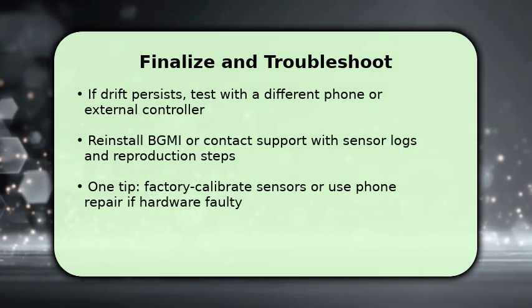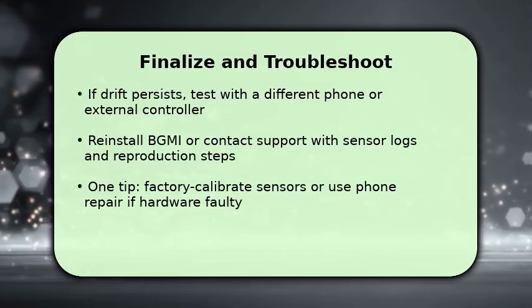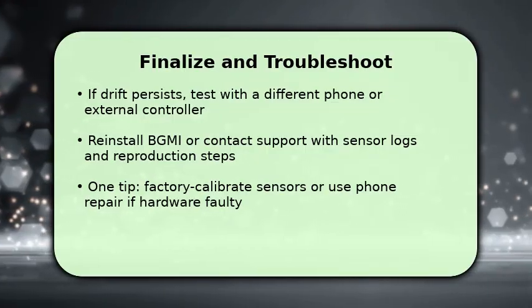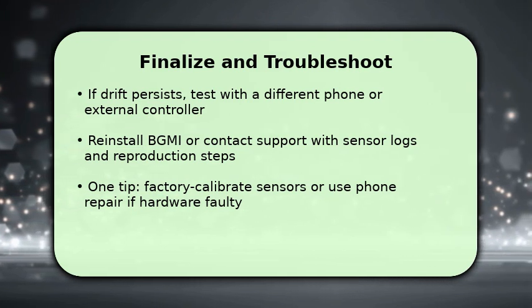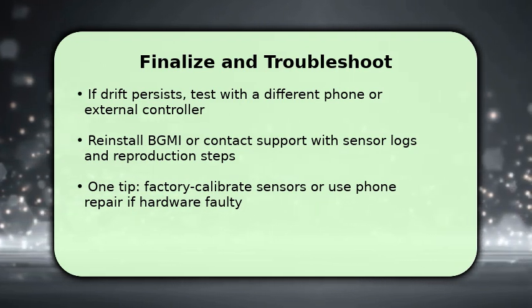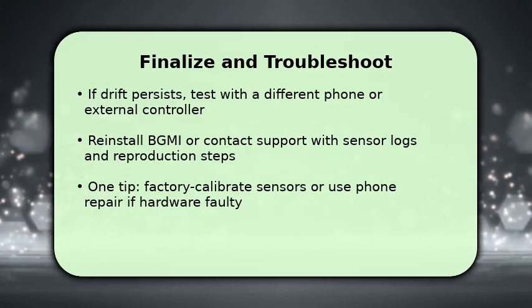If everything else fails, perform a factory sensor calibration or consult a repair shop because persistent drift often signals a failing gyroscope. One key troubleshooting tip: if calibration apps report inconsistent values, the sensor is likely hardware faulty and needs repair.